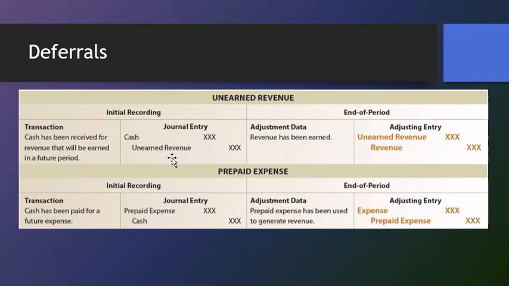Unearned revenue is a liability account. It's a liability account because we owe that customer work. Could be goods, could be services. We owe them something. Okay, so that's the initial entry.